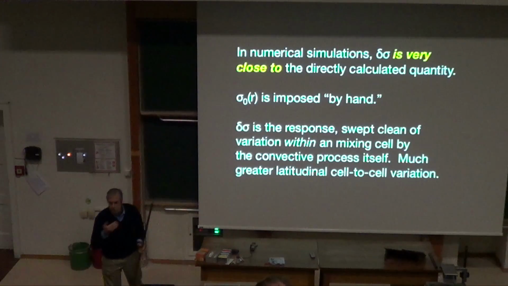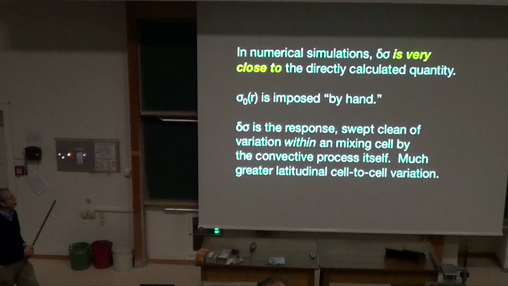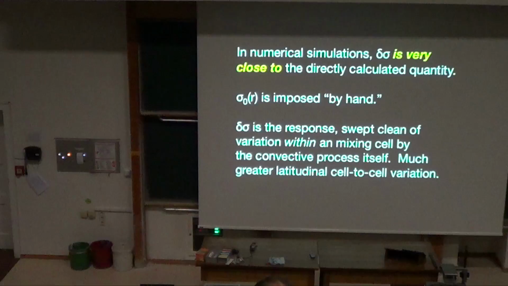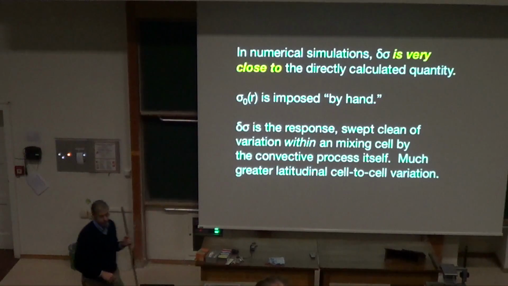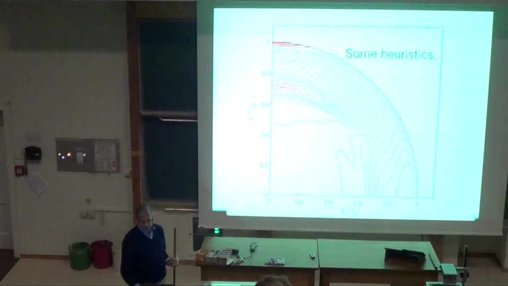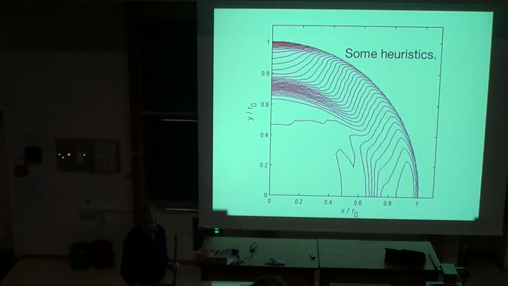Because that's what convection does. It gets rid of the entropy gradient beyond a certain point, beyond what you need to carry that one solar luminosity out. That's the convective process itself. There's a much greater latitudinal cell-to-cell variation than there is within a cell. Let's talk about some heuristics now.